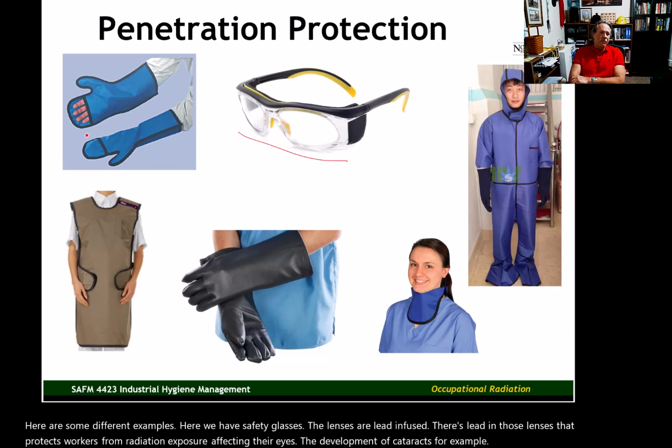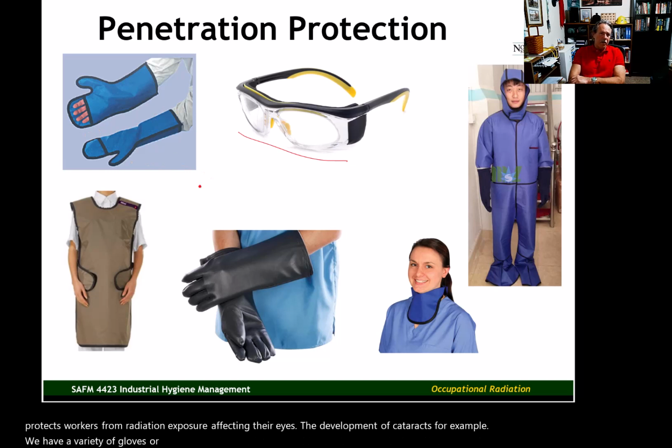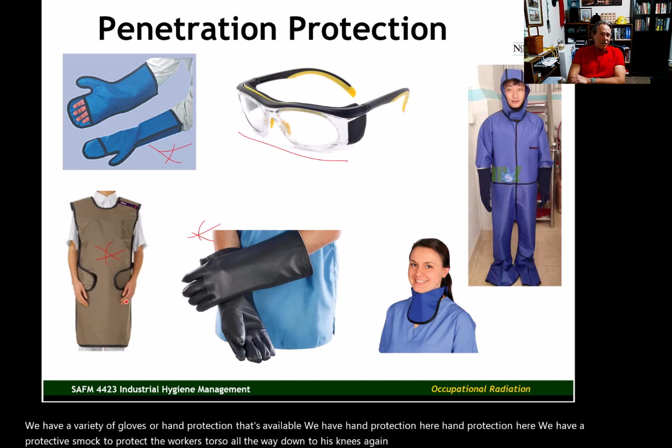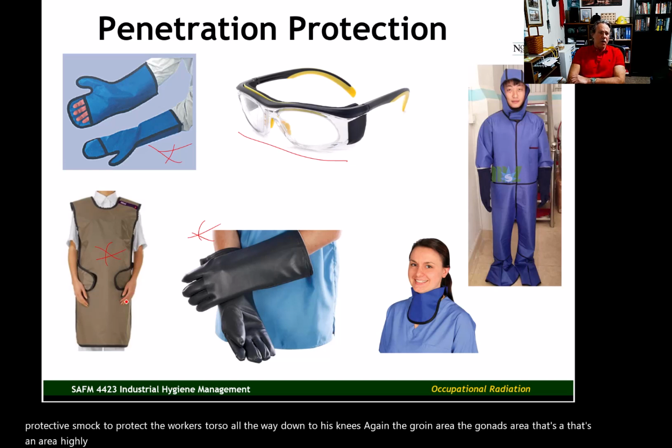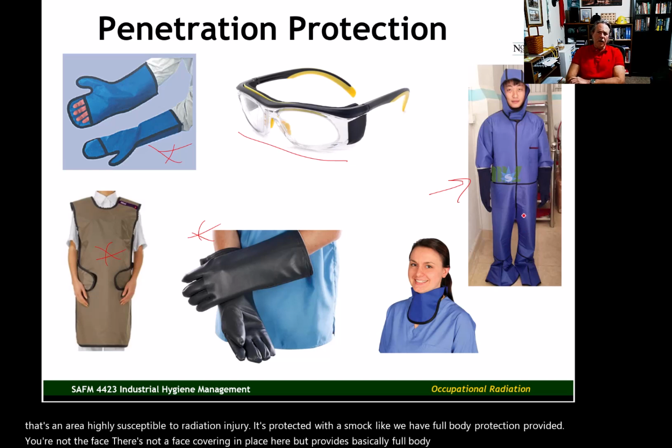We have a variety of gloves or hand protection that's available. We have hand protection here, hand protection here. We have protective smock to protect the worker's torso all the way down to his knees. Again, the groin area, the gonads area, that's an area highly susceptible to radiation injury. It's protected with a smock like this. We have full body protection provided here. Not the face, there's not a face covering in place here, but it provides basically full body protection with that ensemble.